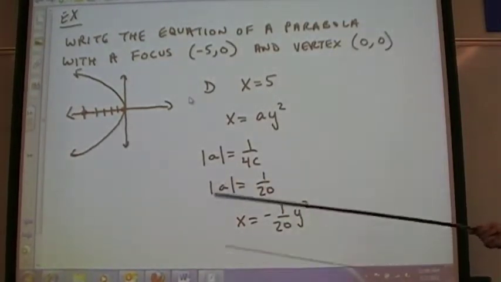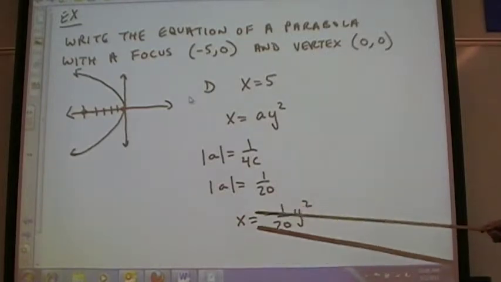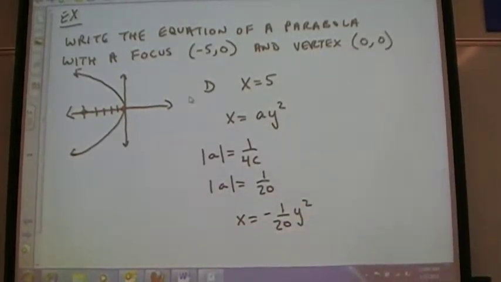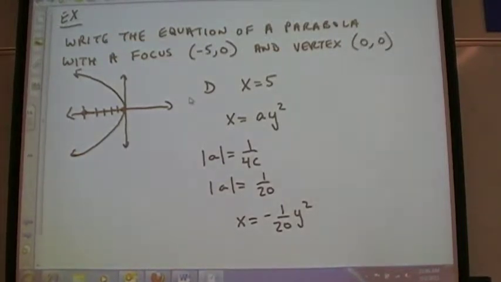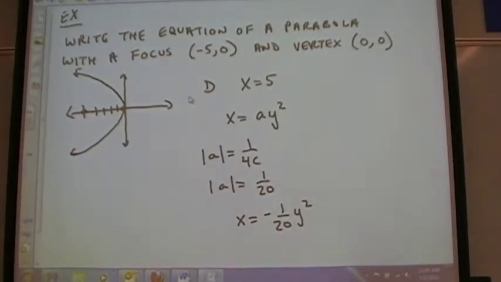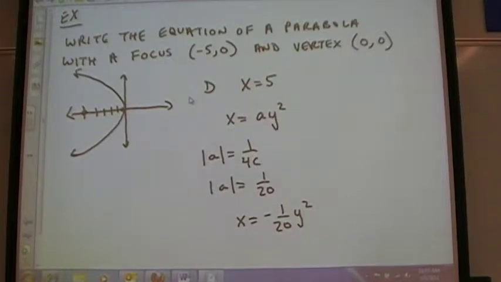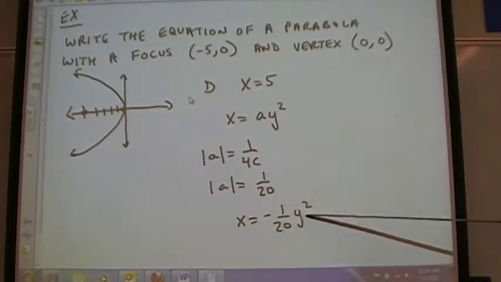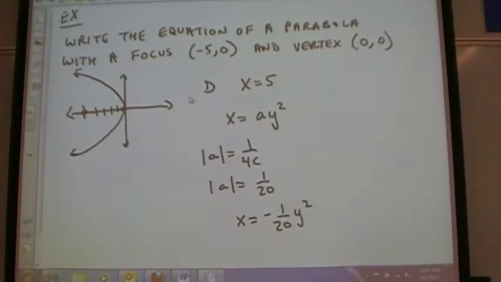But since the graph opens to the left, what does a have to be? Negative. If a parabola opens left, it's negative. If it opens down, a is negative. Okay? That's it. You're done right there. X equals negative 1 over 20 y squared is your equation.